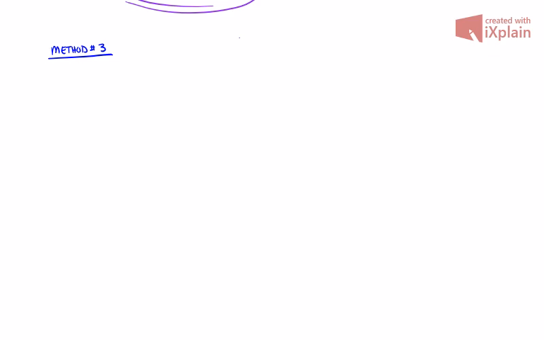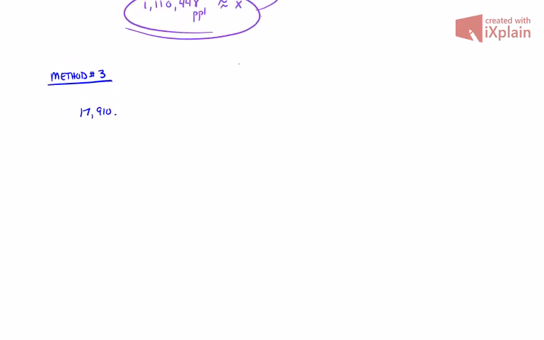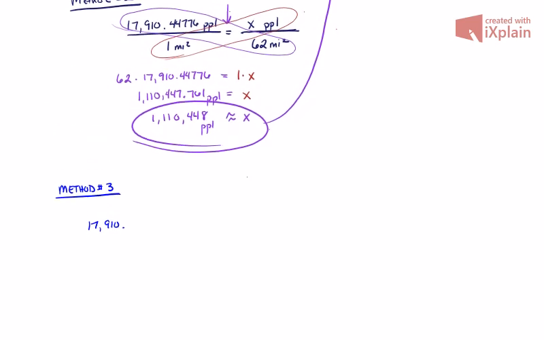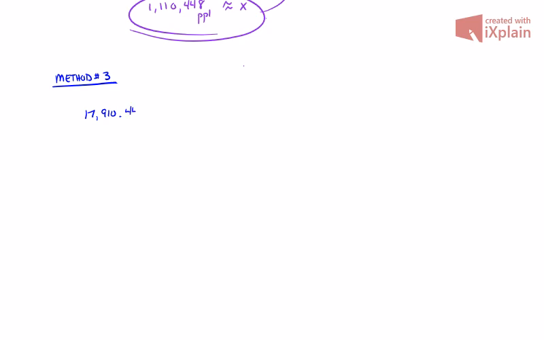We know, for example, that, again, New York's population density is 17,910.44776 people per 1 square mile. I'm going to cheat again and look at my past work. Well, if we want to know the population we need in order to match this density, well, I do know that its area is 62 square miles.